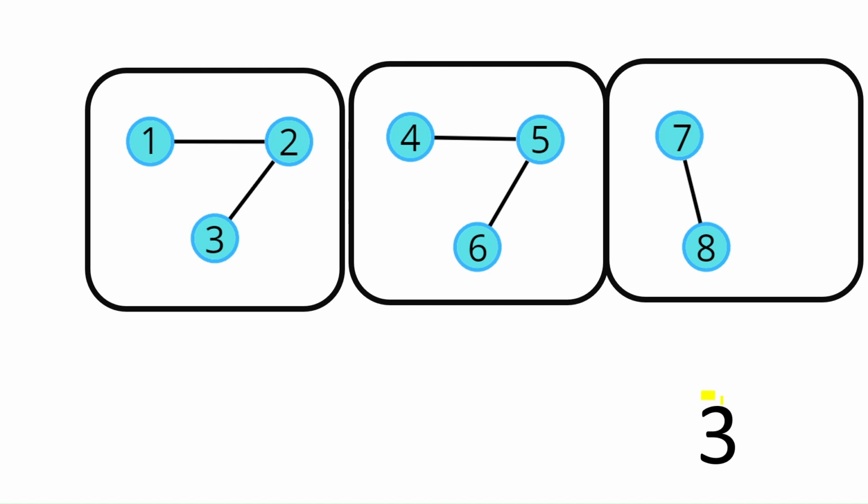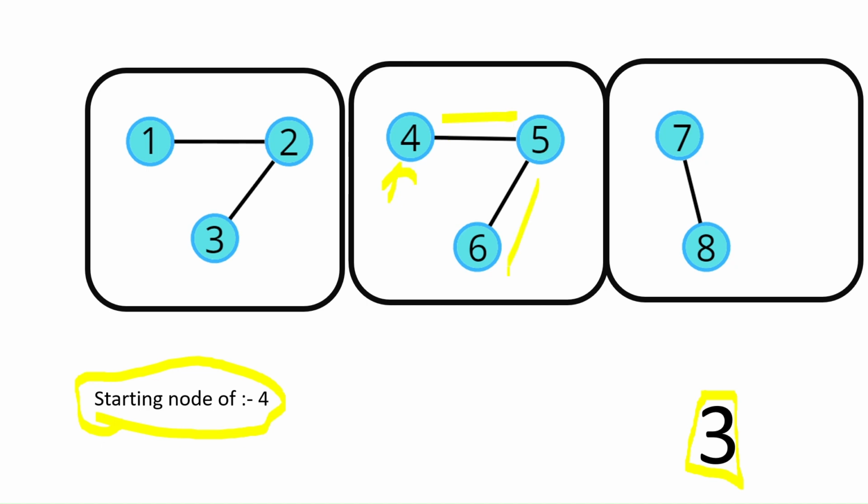The question is how we got these three. Let's say we will be using a DFS algorithm in this, and we will be given a starting node. Suppose our starting node is 4. We will visit 4 first, then 5, then 6. But you won't be able to visit 1, 2, 3, and you won't be able to visit 7 and 8.